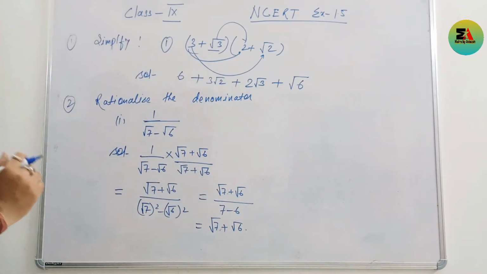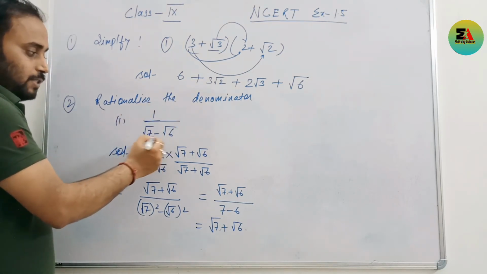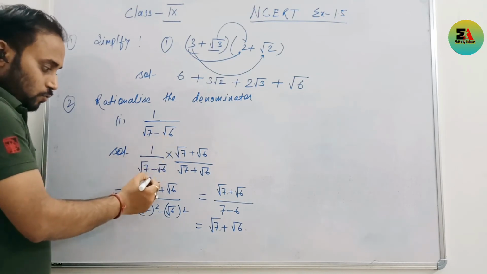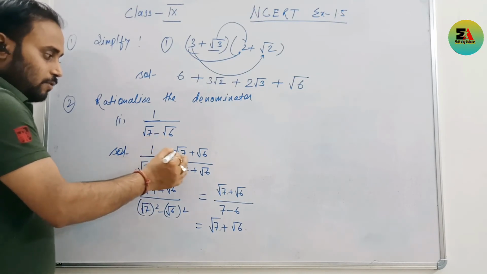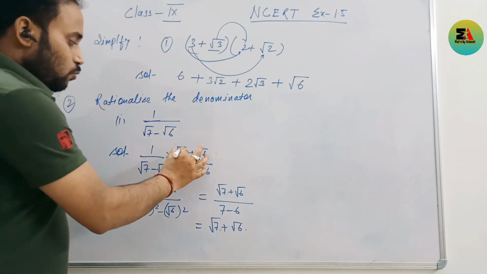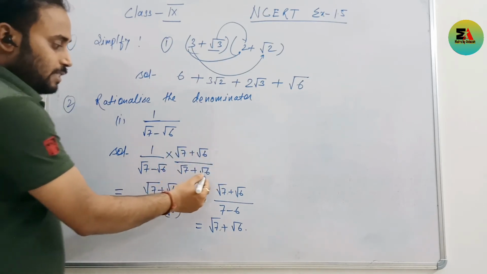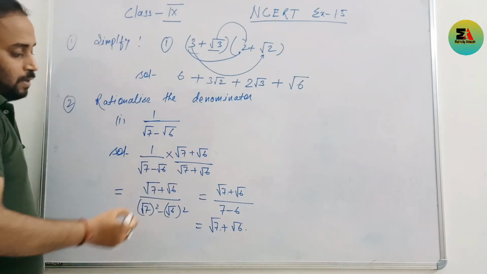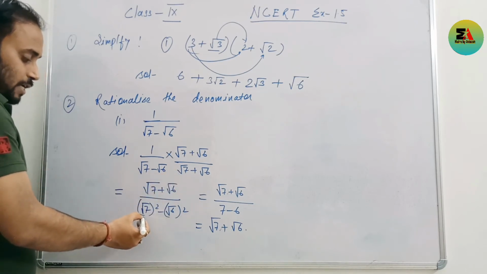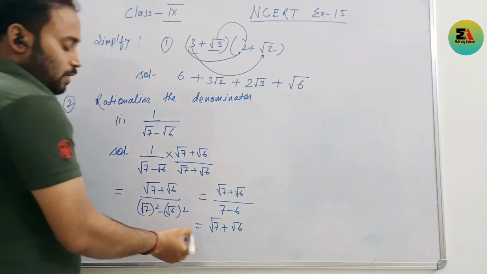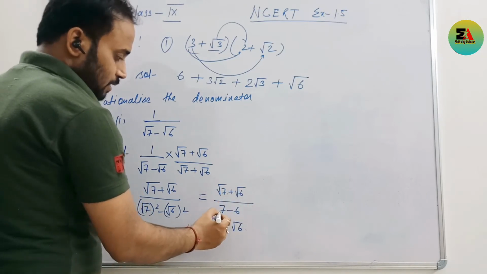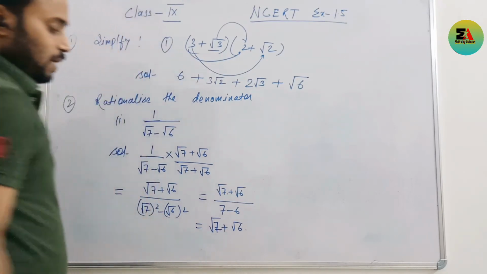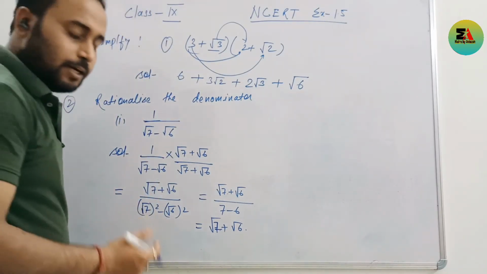I repeat once again what we do. Rationalize the denominator. First we check the denominator. Our denominator is root 7 minus root 6. So what we write? This has a negative sign. You have to multiply it by the opposite sign, root under 7 plus 6 by root under 7 plus 6. The numerator multiplied by 1 becomes root 7 plus root 6. And this is A plus B, A minus B. You have to write root 7 square minus root 6 square. This is 7 minus 6. It becomes 1. Therefore, our final answer is root 7 plus root 6. I hope this one is clear to you.